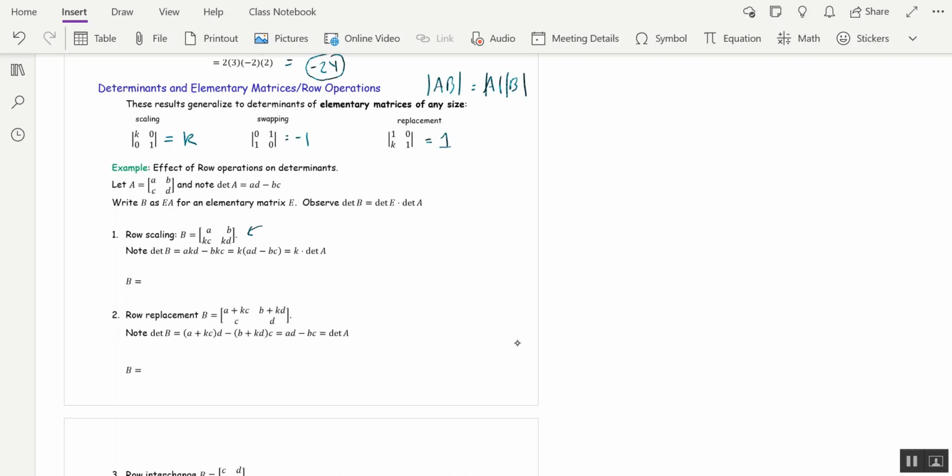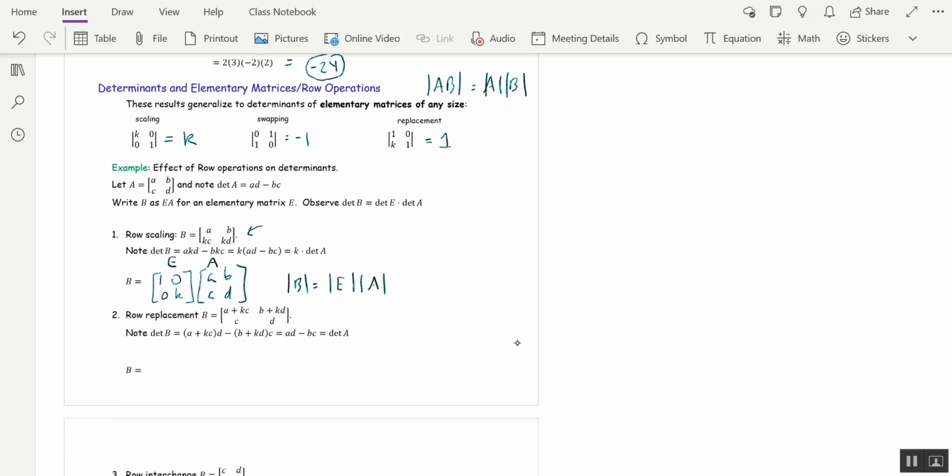All right, so what elementary matrix would work? Well, I'm going to do the elementary matrix that scales the second row. So 1, 0, 0, K, and then A, B, C, D. If I multiply those two matrices together, I will indeed get B. Let's call this E, and this is A. Note that the determinant of B is indeed the determinant of E, which is K, times the determinant of A.